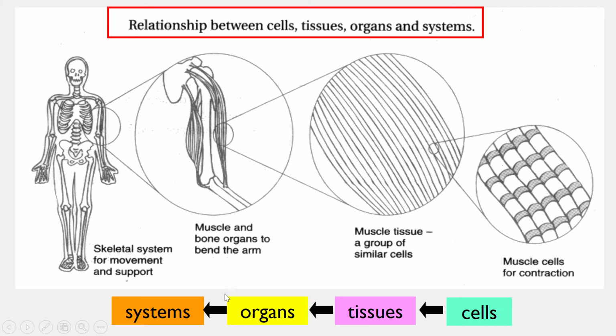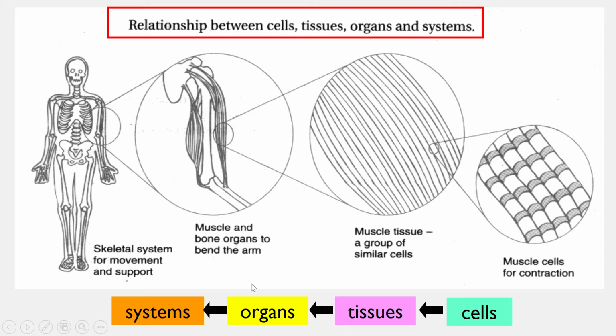This is an example of a system, the skeletal system. It starts with the muscle cells, which function for contraction. So a group of muscle cells will form muscle tissue. Muscle tissue with other connective tissues, for example bone, tendon, cartilage, will work together to bend the arm.